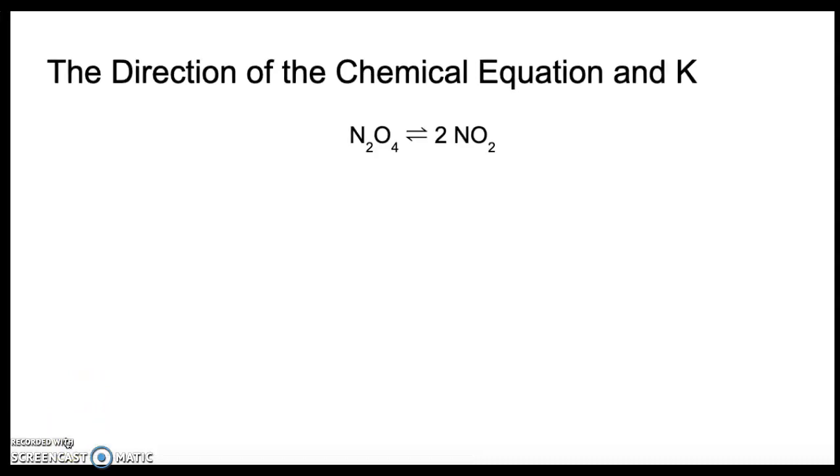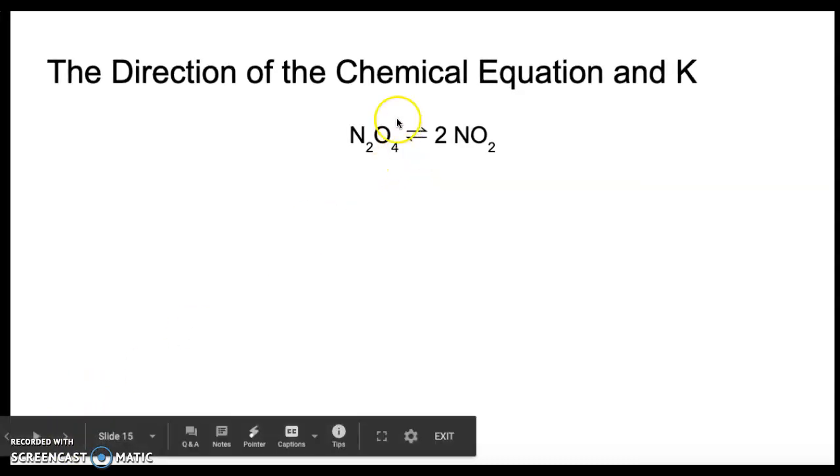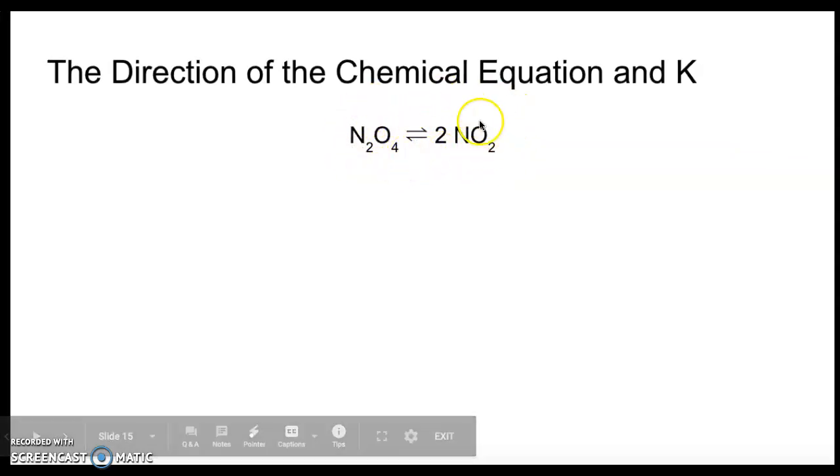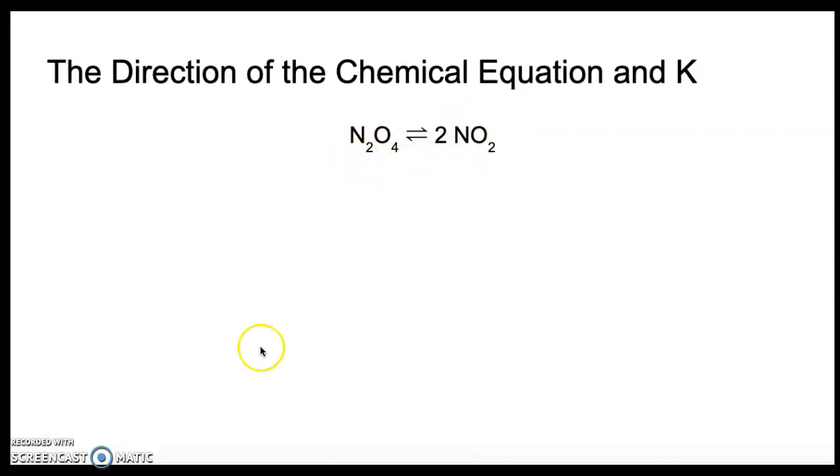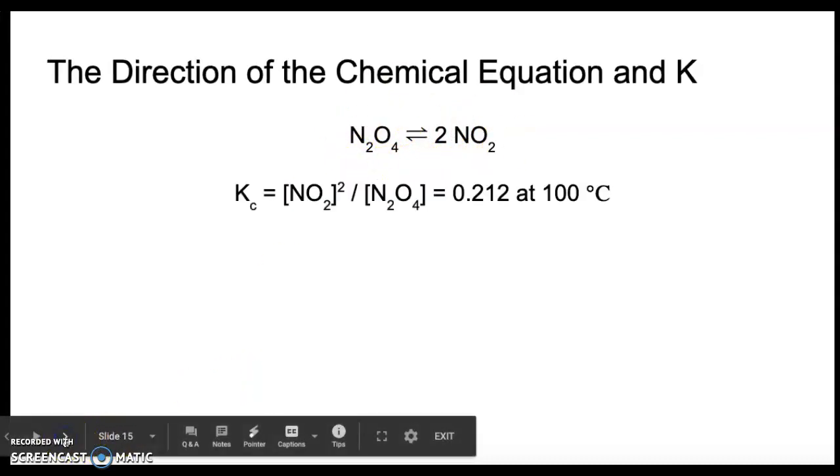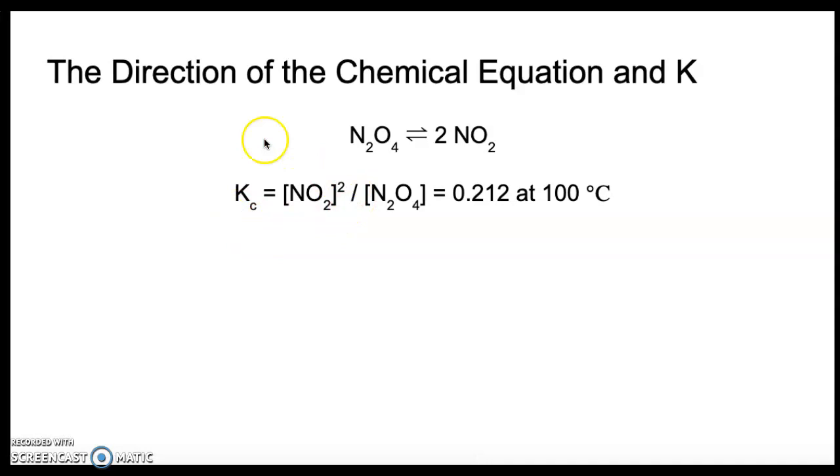All right, so taking a look at a reaction that we've looked at in the past, so N2O4 forming 2 NO2s. So at equilibrium, we can see what's going on if we set up our equilibrium expression. So at equilibrium, if we plug in our equilibrium concentration of NO2 raised to the 2nd power divided by our equilibrium concentration of N2O4, we're going to get a value of 0.212 for our equilibrium constant, and that's going to be at 100 degrees Celsius.